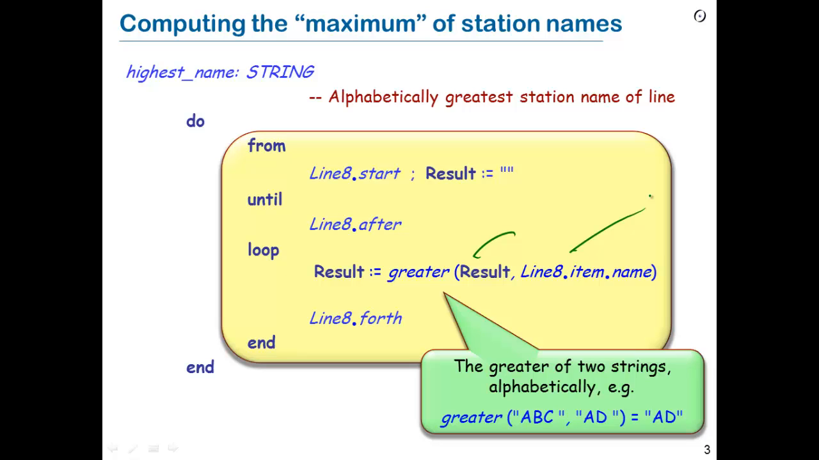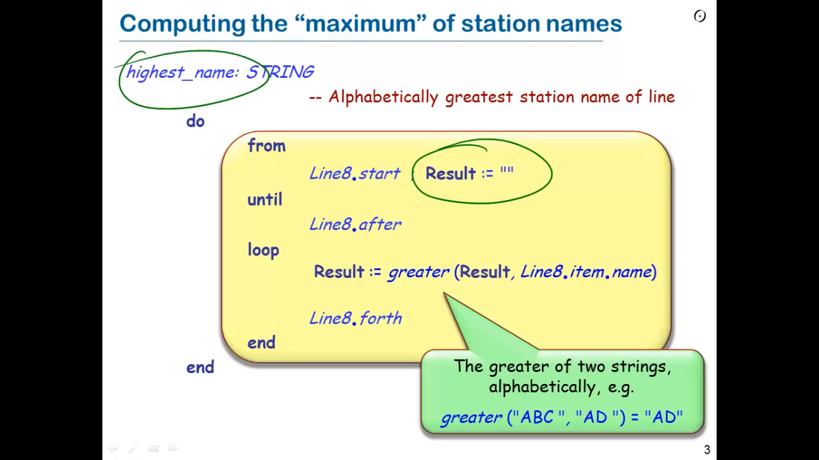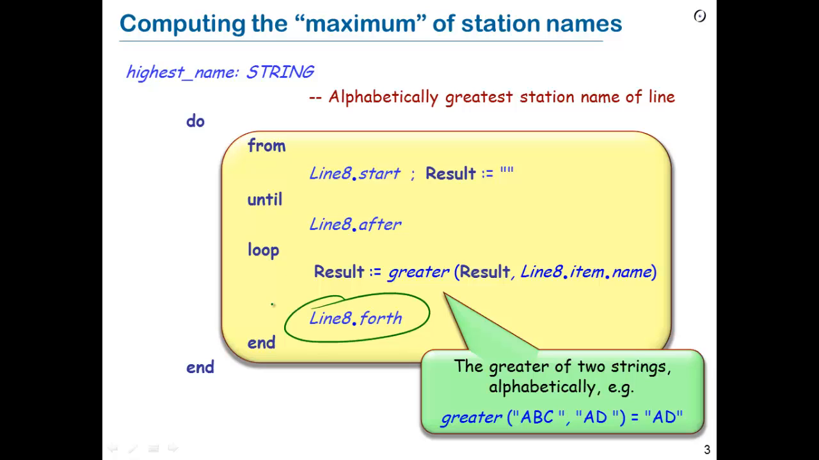So you see the loop. It starts at the beginning of the line. It moves the cursor to the beginning. Then it initializes the result to an empty string, and for an empty line we will accept that the highest name is just the empty string. It loops until we are at the end of the line, and at each step through the loop, it updates result by the greater of the previously computed result and the name of the current station. The current station is line 8.item, and the name of that station is line 8.item.name.